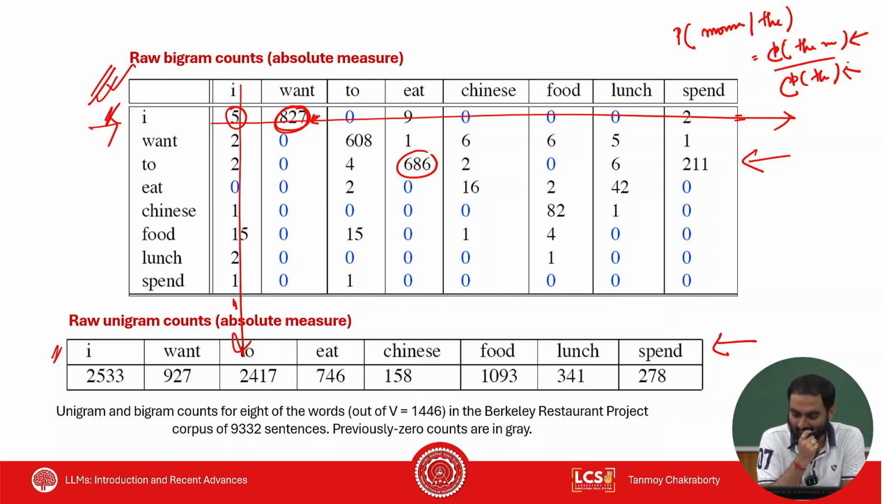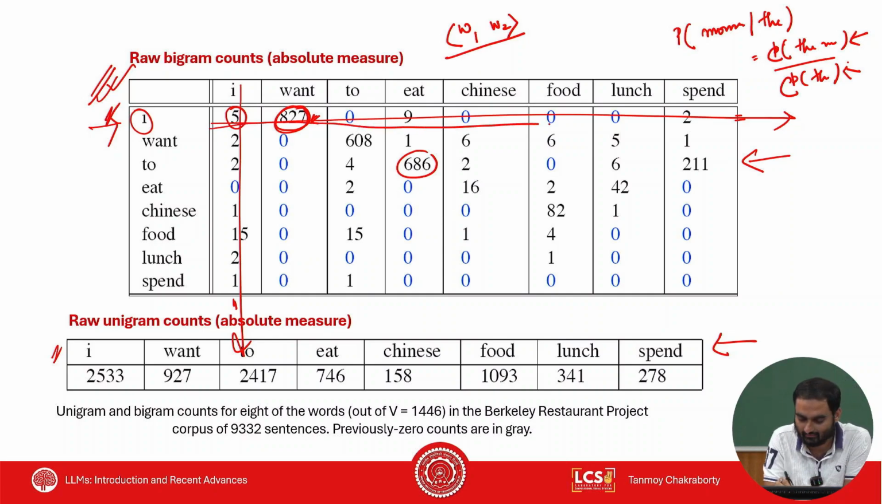Okay, so let me explain why. Although this is not a symmetric matrix, think about it. The word I appears with, so let's say you are interested in W1, W2. This is the template of the bigram. These row entries indicate those cases where I appears as the first word, which is W1, all possible cases where W1 is basically I.